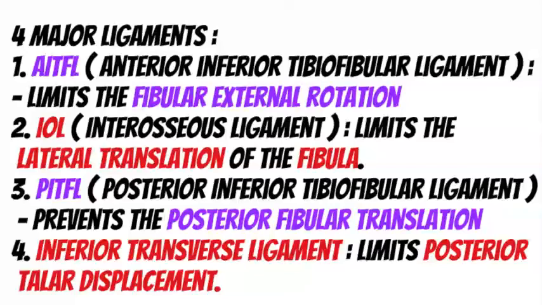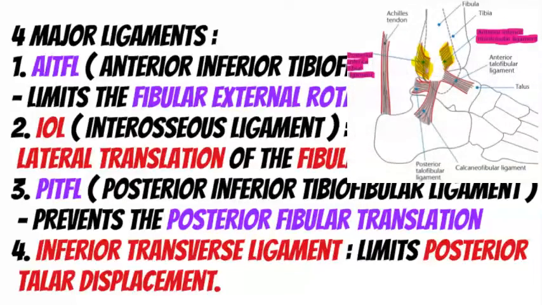Number 3, PITFL, posterior inferior tibial fibular ligament. The function is to prevent the posterior fibular translation. Number 4, inferior transverse ligament. The function is to limit the posterior talar displacement. This picture illustrates the lateral ankle joint ligaments.